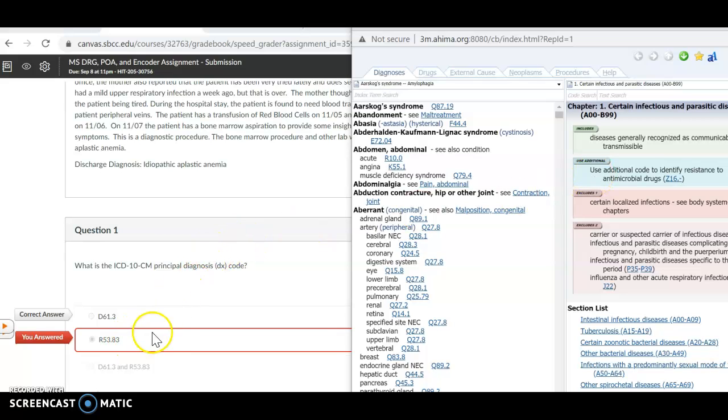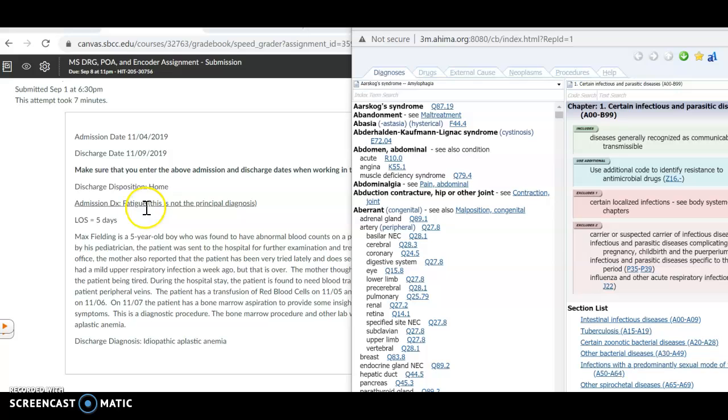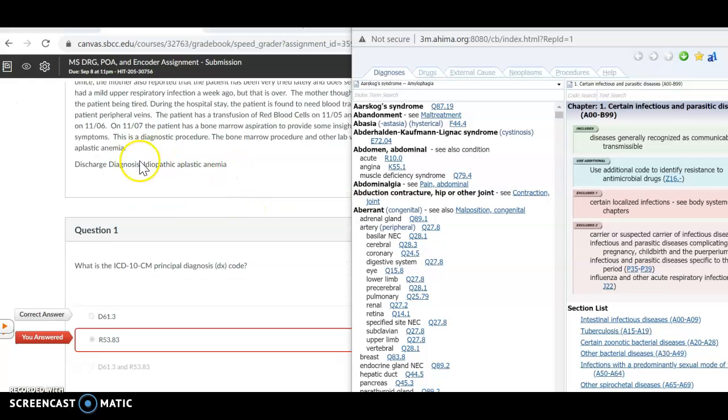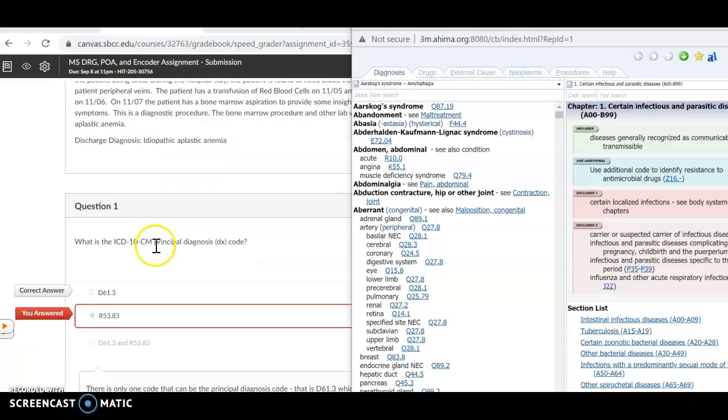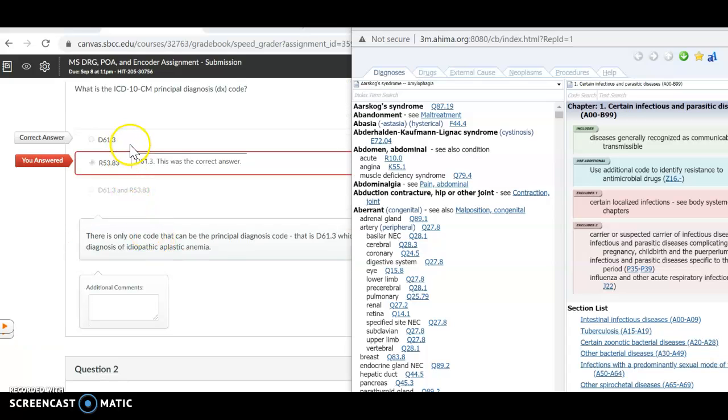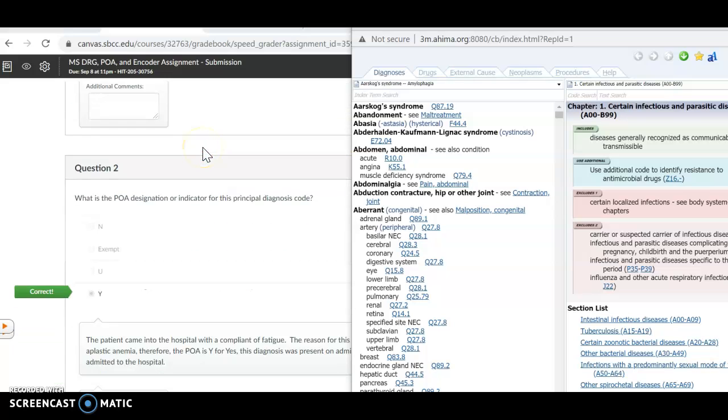R53.83. One thing to keep in mind is that this is fatigue, and I state right here it's the admitting diagnosis. It is not the principal diagnosis. So we needed to really code the aplastic anemia, which is the D61.3 for that one.